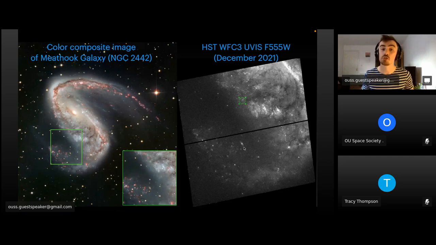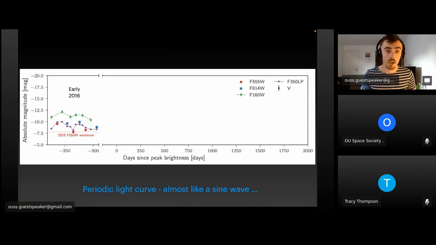So let's do some measurements. If we take our image on the right and we do something called photometry, which is measuring the brightness of these sources, let's see how it evolves. So this is the light curve of 16 JBU. The left-hand side shows the early 2016 values. So this is before the star exploded as a supernova, or we'll see.